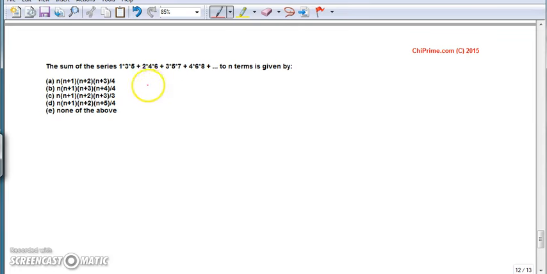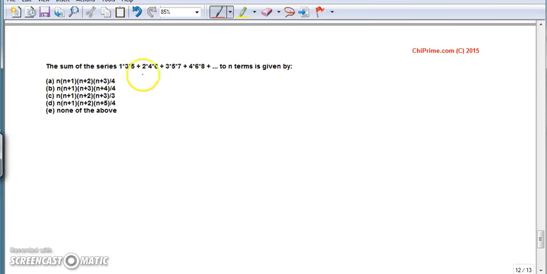Alright, so let's begin. Here we're given a series and we're asked to sum the series to n terms. We're given five different options, 4 of which are expressions for what the sum of the series to n terms might be, and the fifth which says none of the options above are correct.